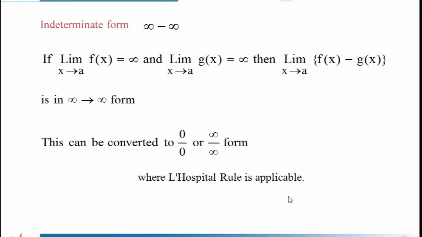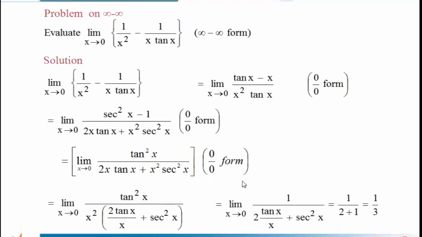Now the next form is infinity minus infinity. If the limit of f of x is infinity, and the limit of g of x is also infinity, then the limit of f of x minus g of x is called the form infinity minus infinity. Here minus is required, and this we can also convert into the form of 0 by 0 or infinity by infinity. Then we can apply L'Hospital rule. Now let us take problems on infinity minus infinity form.